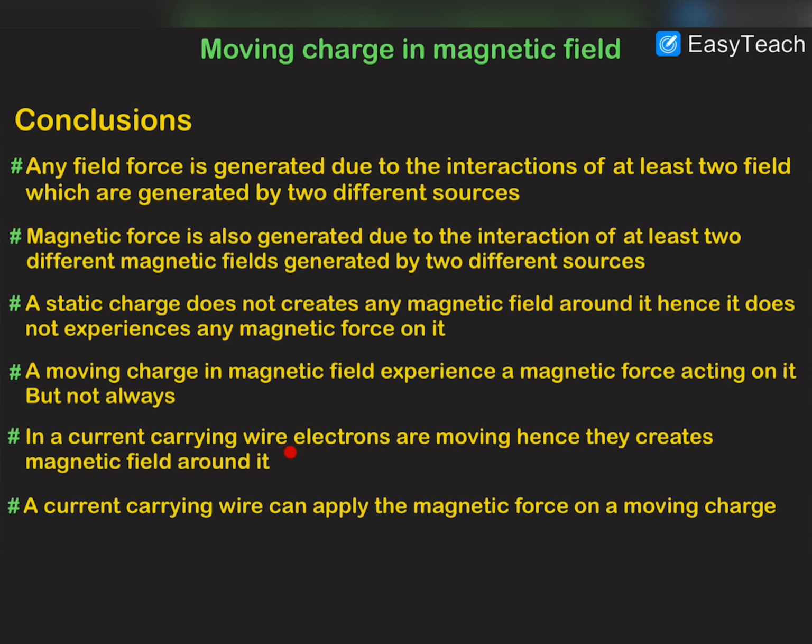Now in a current carrying wire, electrons are moving, hence they are creating some magnetic field around it. Hence we can say that a current carrying wire creates a magnetic field around it. And a current carrying wire can apply the magnetic force on a moving charge, obviously. This we have discussed.